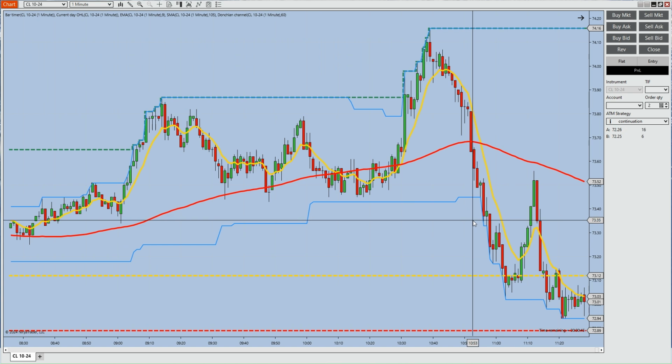So we saw a really nice one in the RTY at about 10:15 in the morning. Saw another one in oil at about 11. And tried to see one in NQ at 11, but it never pierced.